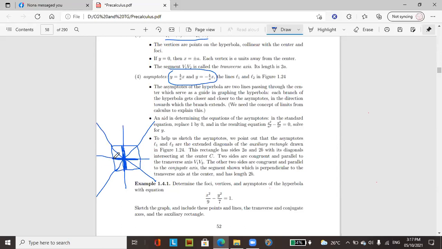Thus, since the vertex is here, we can then draw the hyperbola. So, in order to sketch the graph of a hyperbola, we need to know first the lengths of a and b. If we know a and b and the center, of course, we can draw the auxiliary rectangle. And from that auxiliary rectangle, we can draw the asymptotes. And then, with the asymptotes, from the vertex we can draw the hyperbola.